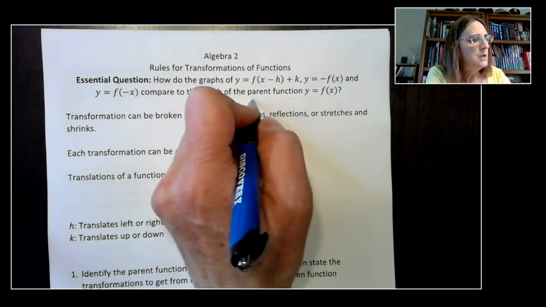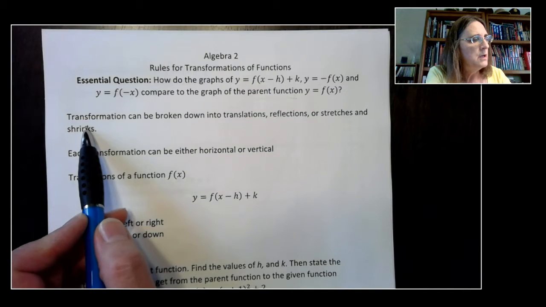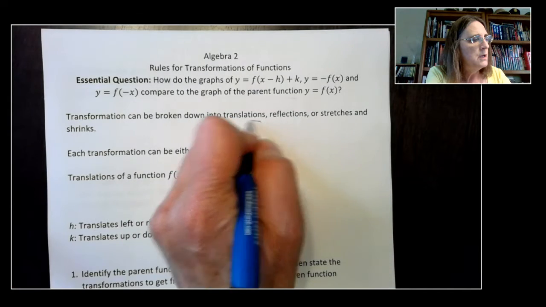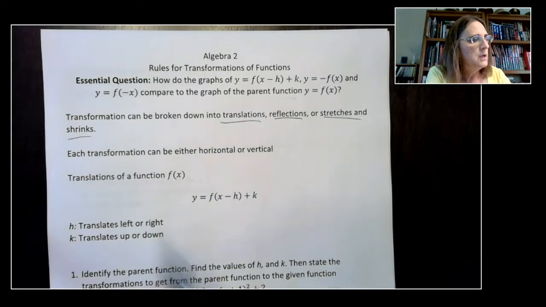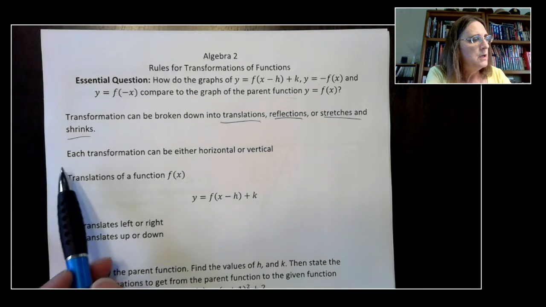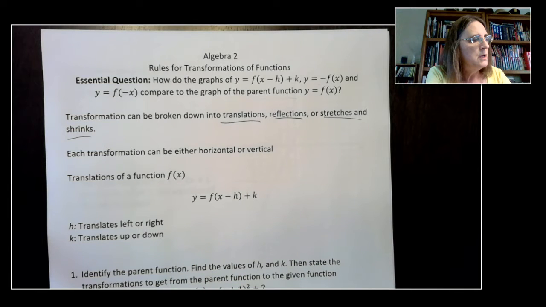This parent function is whichever function that we choose to start with. Now, transformations can be broken down into translations, reflections, or stretches and shrinks. So we have three different transformations that we're going to be looking at. Each transformation can be either horizontal or vertical. So let's start by looking at translations.